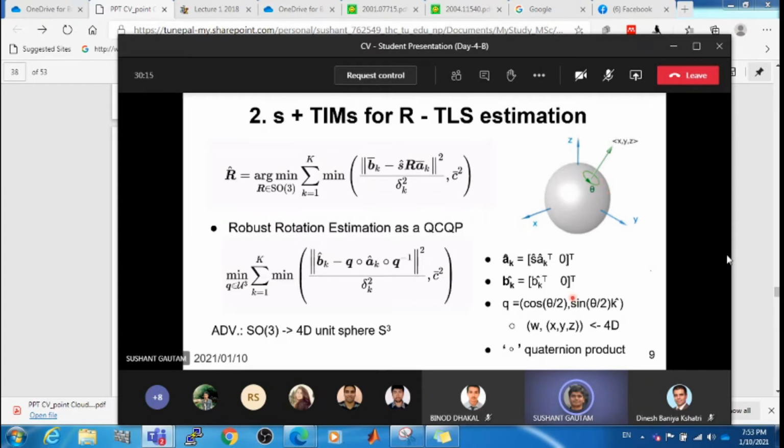q can also be explained as a component of a 4D unit quaternion, like the sum of squares of components of a unit vector is 1. The sum of squares of components of a unit quaternion is also 1. We will use this property later on, just keep it in your mind. The small o-like notation is the quaternion product. This is non-commutative, so for simplicity, we'll just think of it as a vector cross product and move on. The advantage here is that we have transformed our matrix in SO(3) to a 4D unit sphere with quaternion.